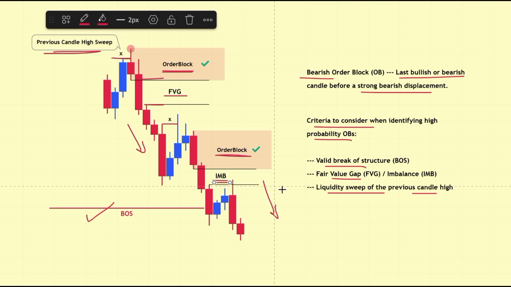Exactly right there. Okay guys, so enough with the theory part. Now let's get things practical by shifting to the real chart.